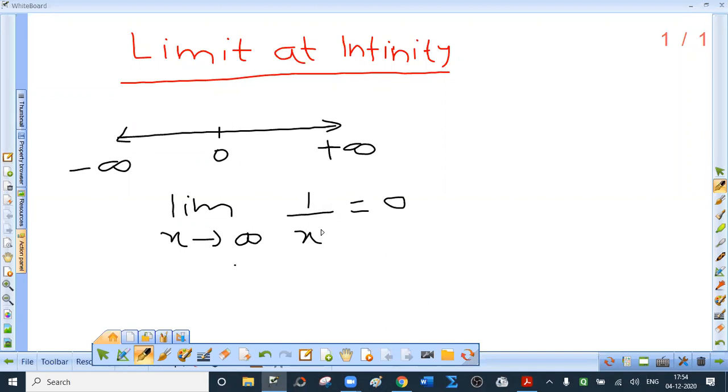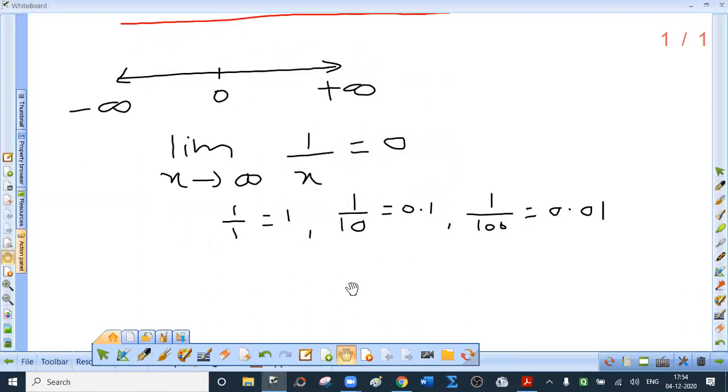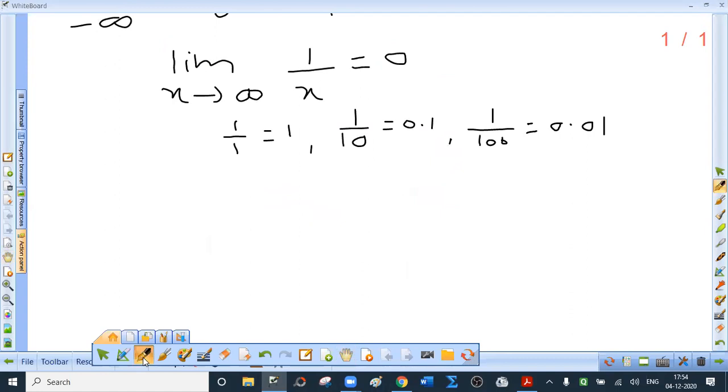For example, what is 1 upon 1? It is 1. What is 1 upon 10? It is 0.1. What is 1 upon 100? It is 0.01. Actually, 100 is not such a big number, but 0.01 is close to 0, right? So when x approaches infinity, 1 upon x approaches 0. So which standard limit is to be used here? The standard limit to be used is this one.